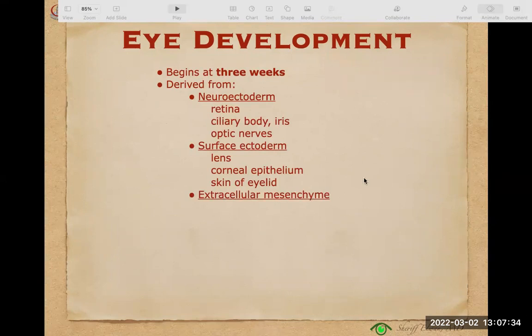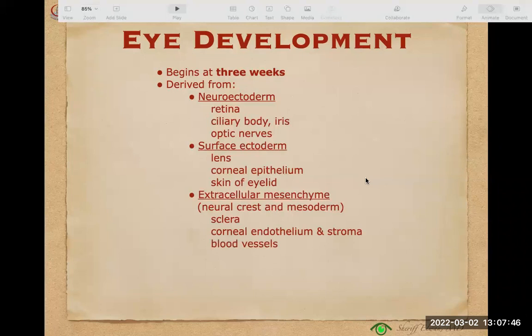The mesenchyme, or the extracellular mesenchyme, coming from the mesoderm, gives rise to the neural crest and other structures, where the sclera, the corneal endothelium, and the stroma, as well as the blood vessels and muscles, develop.